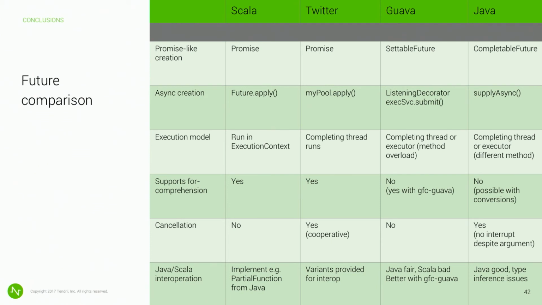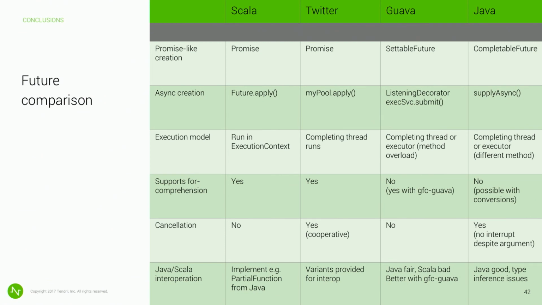Execution model. Scala runs in an execution context, so everything gets submitted and potentially gets a new thread. Twitter, the completing thread runs the body. Java, the completing thread, or the executor runs it depending on the method that we used when we built the pipeline.